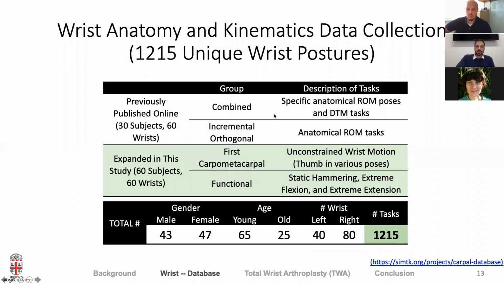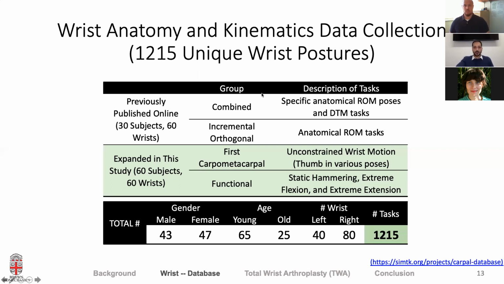Some of them, we asked our patient subjects, healthy subjects, to come to the lab, and they moved the wrist in. So these were static postures. We asked the subjects to hold the wrist in full extension. We measured it with a goniometer. For example, this was one of the postures. The other one was neutral, and the other one was full flexion, for example. And we had 5 or 6 different variations. That's the incremental orthogonal group here.